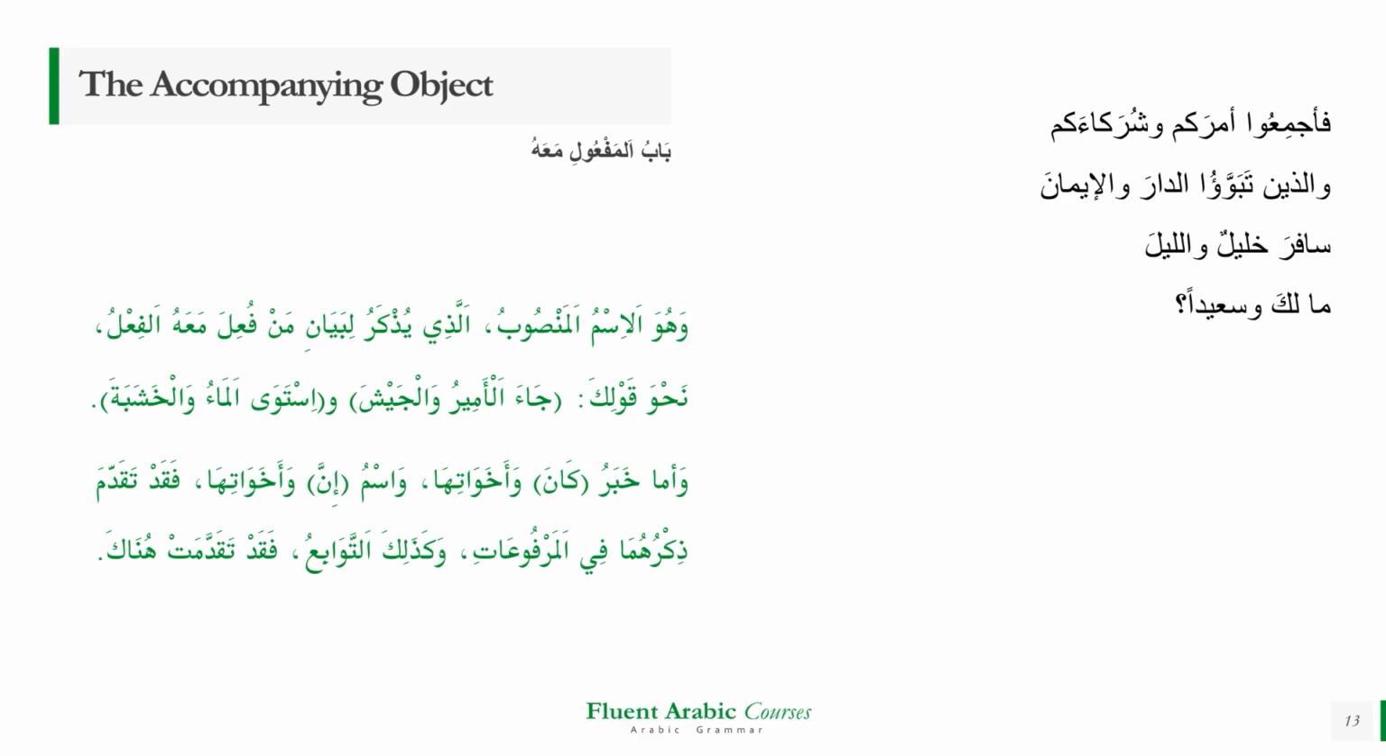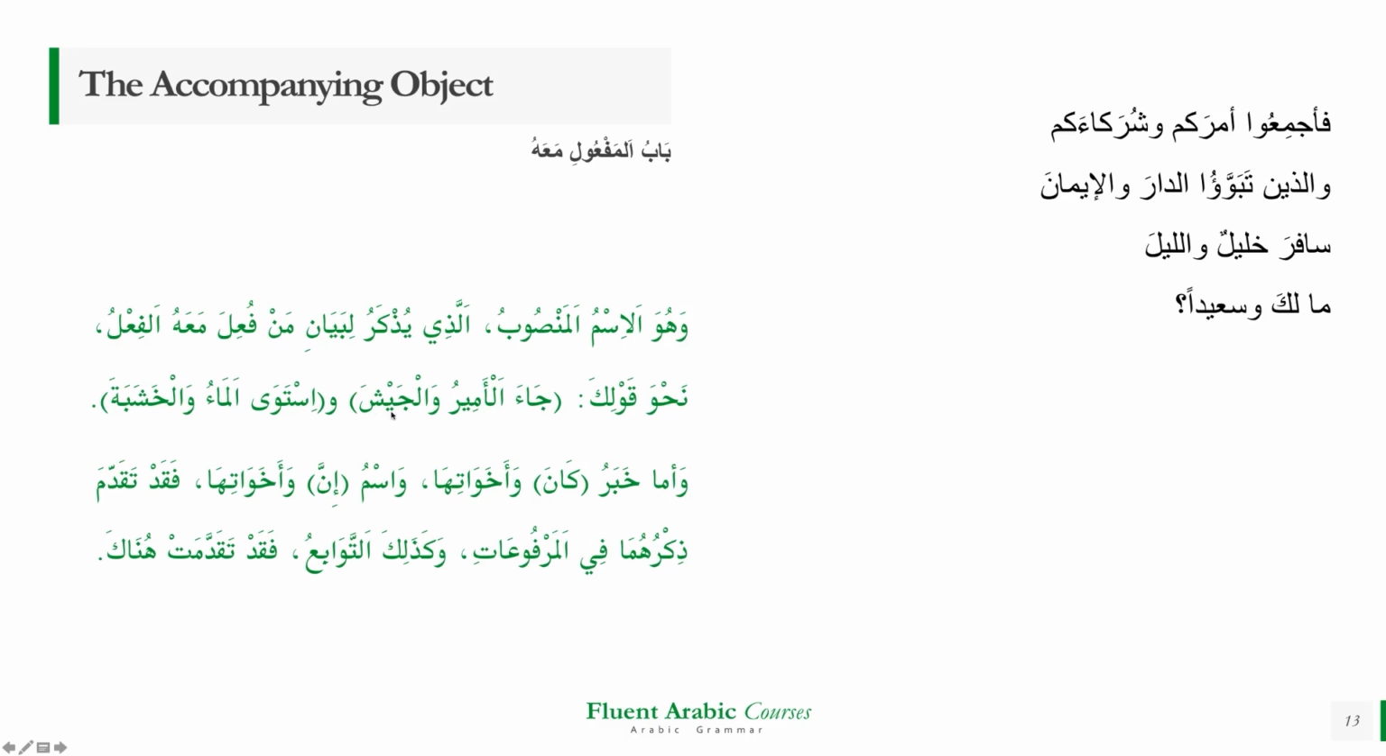The maf'ul ma'ahu, or the accompanying object, is the mansub noun which clarifies something that is done along with the action, like your saying جاء الأمير والجيش. Now in the maf'ul ma'ahu, the meaning of this verb takes the meaning of ma'a, or with. So this sentence actually means جاء الأمير مع الجيش. The Amir came with the army.